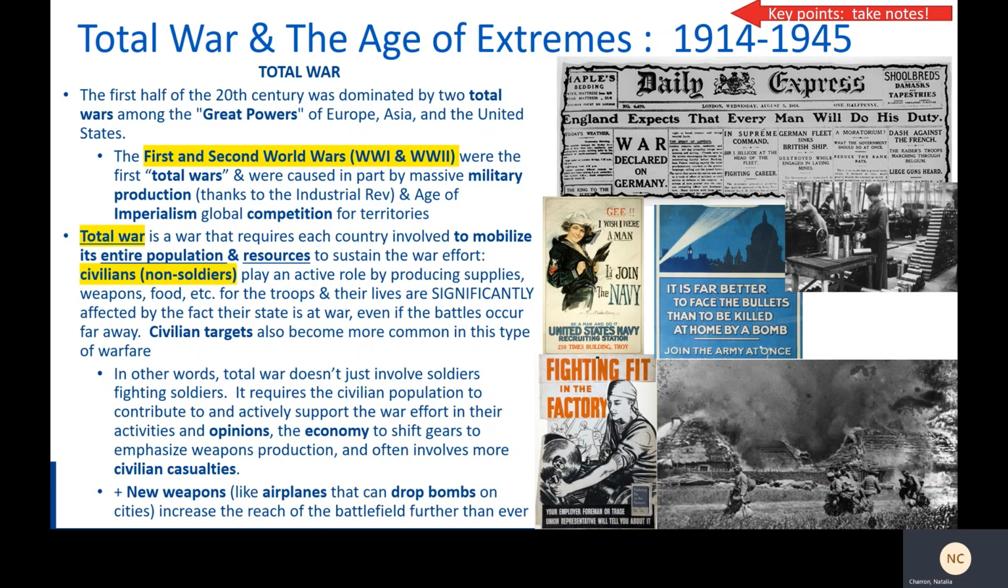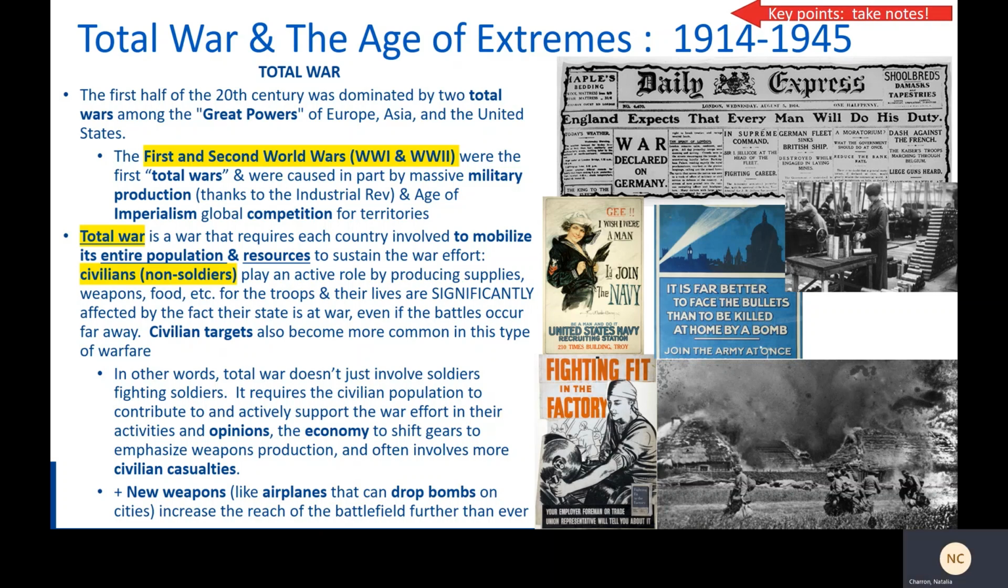The first half of the 20th century was dominated by two total wars among the great powers of Europe, Asia, and the United States. These wars were caused in part by massive military production made possible by the Industrial Revolution and by a global competition for territories during the age of imperialism. And these two total wars were the First and Second World Wars, also called World War I and World War II.